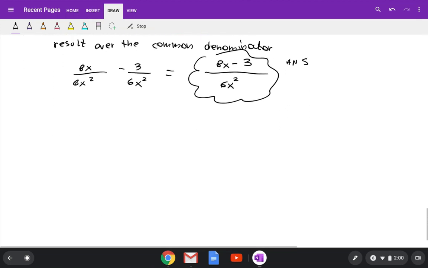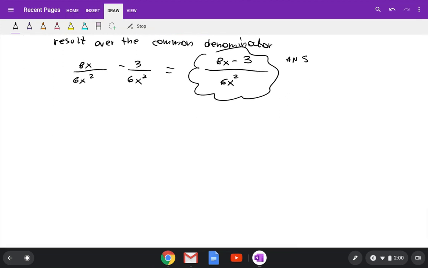Okay, so let's practice. We're going to do example B. You have t over 12 minus t minus 2 over 4. So again, step 1, you have to factor denominators.